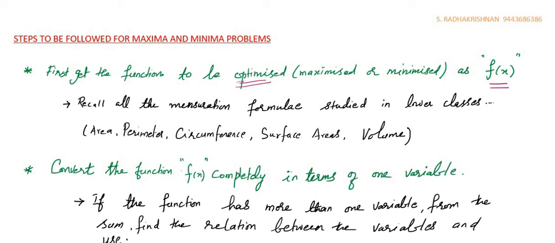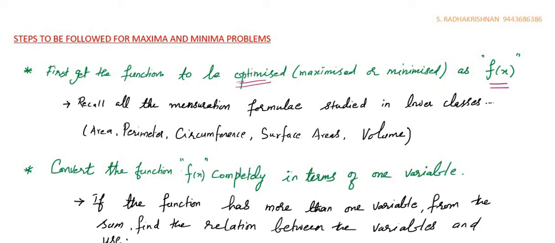Maybe we may be maximizing the area of a square, or minimizing the perimeter of a rectangle, or minimizing the circumference of a circle, or maximizing the volume, or minimizing the surface area, whatever it may be. That function only we are going to maximize or minimize, and so that function we take as f of x.